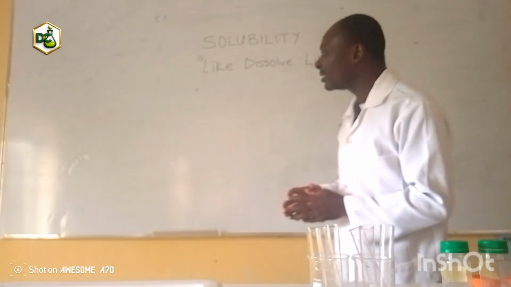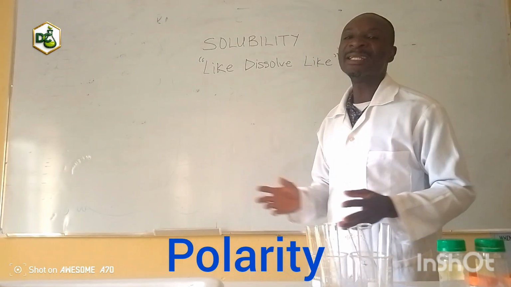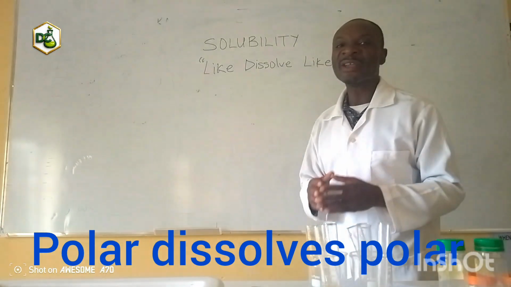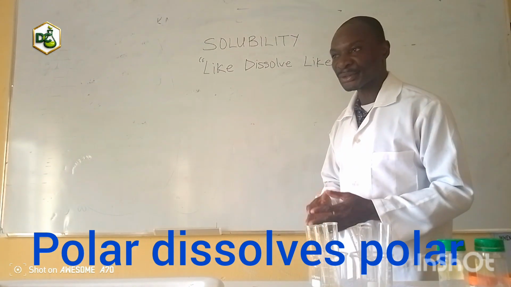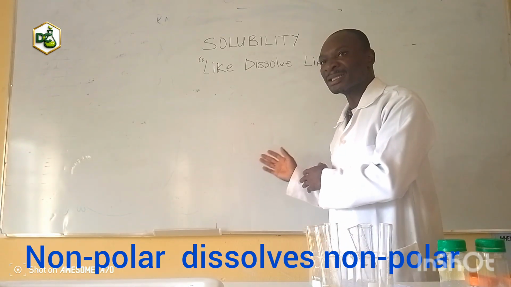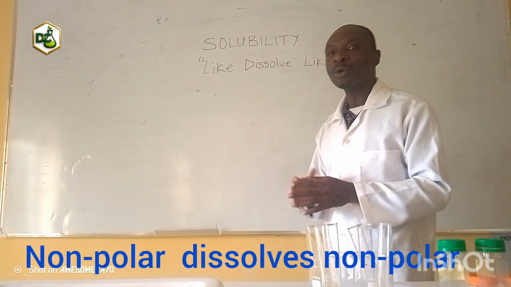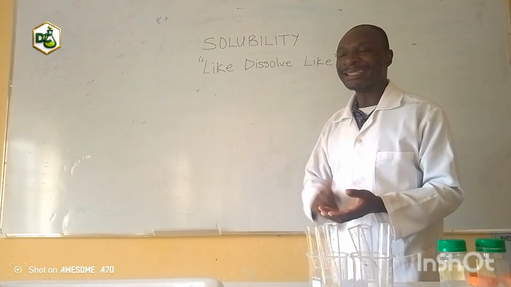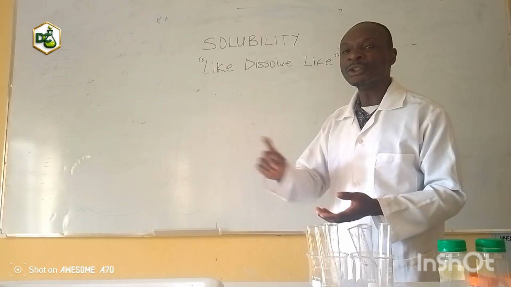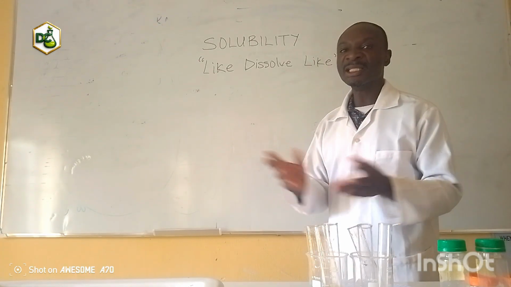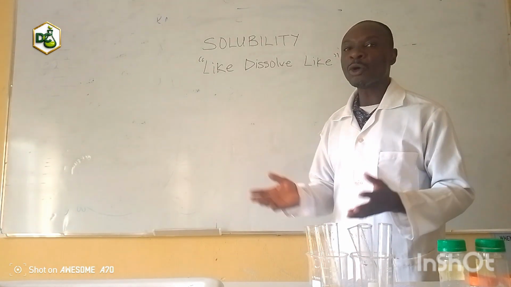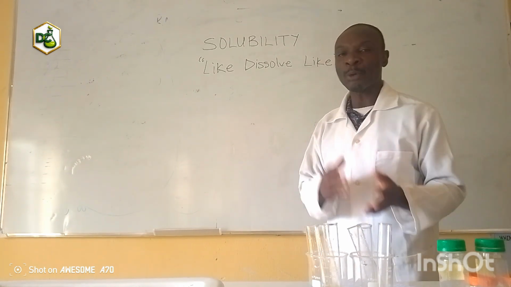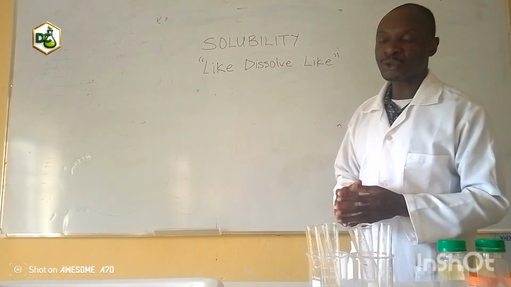What is the similarity? You can use polarity to compare the similarity. It then means that polar substances dissolve in polar substances. Non-polar substances can be dissolved in non-polar substances. It then means that a polar substance cannot be dissolved in a non-polar substance. In this video, we are going to demonstrate at what point we say a given substance is soluble in another, and at what point a given substance is insoluble.